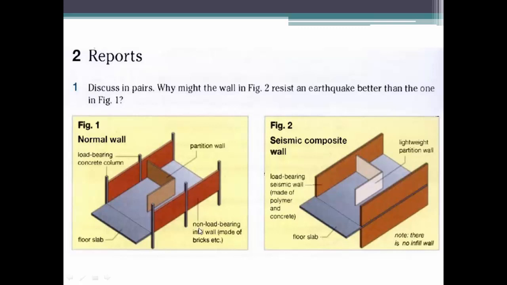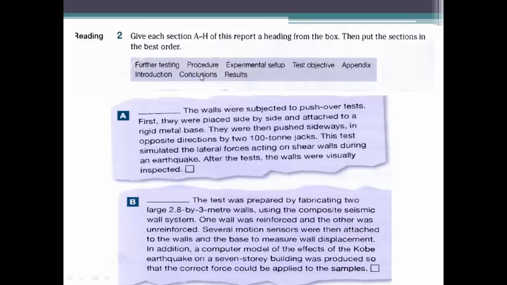Here it is in the center. Second difference. Third one, non-load bearing infill wall here, but here it is a full slab. So you can see and note there is no infill wall. You could understand, right? The complete form of installed wall is more resistant than the tapered columns. This is the difference of these two figures. So, reading part of the lesson: give each section A to H of this report a heading from the box, then put the sections in the best order.